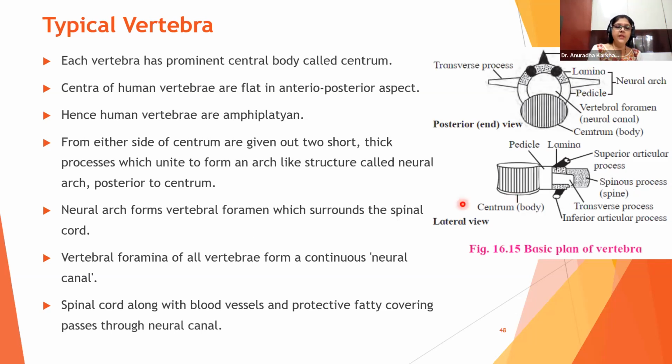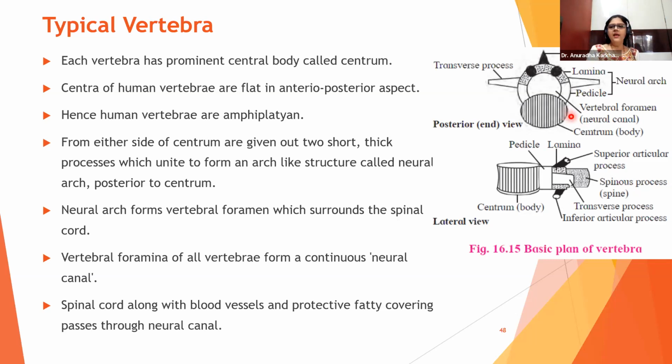Then they are saying that from either side of the centrum are given out 2 short thick processes which unite to form an arc-like structure called as the neural arc. So here you can see very clearly this is the neural arc. ये देखो, है ना? You can see here, this is the pedicle, this is the lamina. They both fuse from left to right, they come up. है ना? ये एक arc बनाया, arc समझते हो ना?